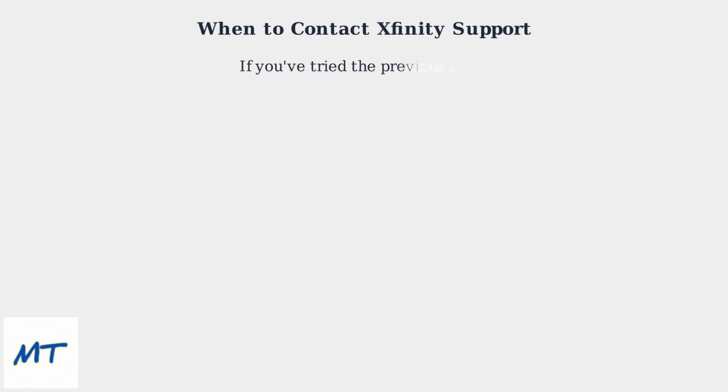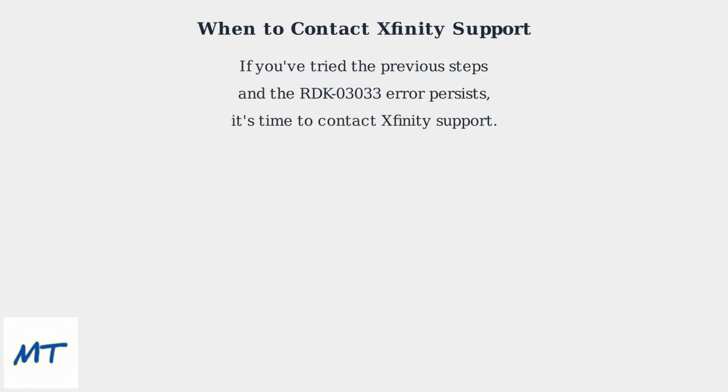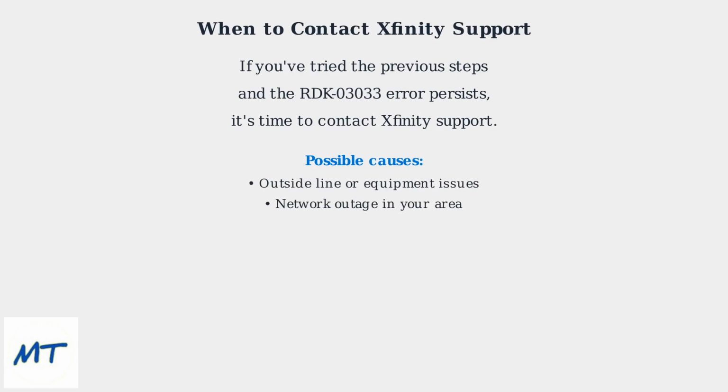If you've tried checking the coaxial cable, restarting your device, troubleshooting signal strength, addressing potential interference, and using the Xfinity app for diagnostics, but the RDK-03033 error still persists, it's time to contact Xfinity support. The issue could be with the outside line or equipment that you can't access yourself, or there might be a network outage affecting your area.